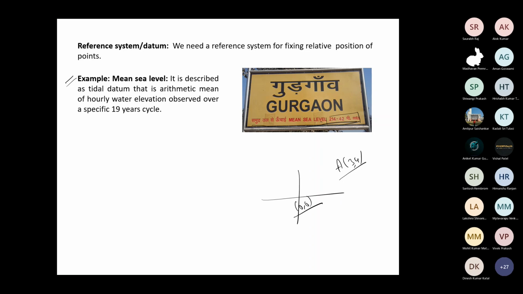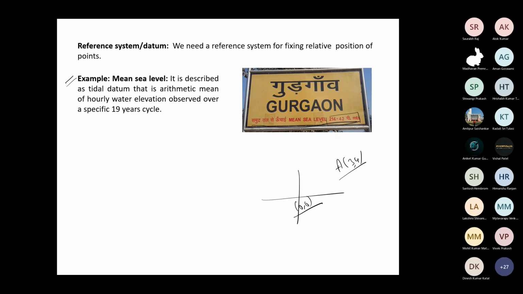The elevation of ground from the sea level reference. Elevation of which ground? That's the place of Gurgaon. The railway station of Gurgaon has an elevation height of 214.42 meters from mean sea level.